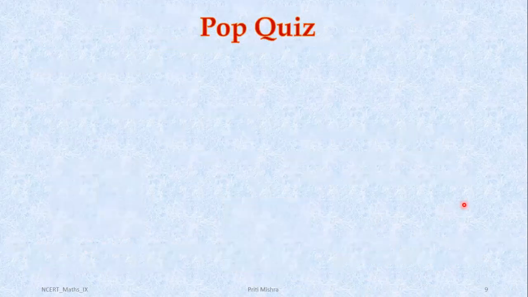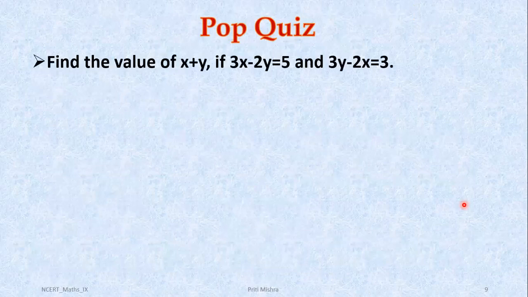Now get ready for the pop quiz. The first question is, find the value of x plus y if 3x minus 2y is equal to 5 and 3y minus 2x is equal to 3. Here you have two equations and you have to solve these equations. So the answer is 8. You can easily find the value of x plus y just by adding these two equations. When you add, you directly find x plus y is equal to 8, right?